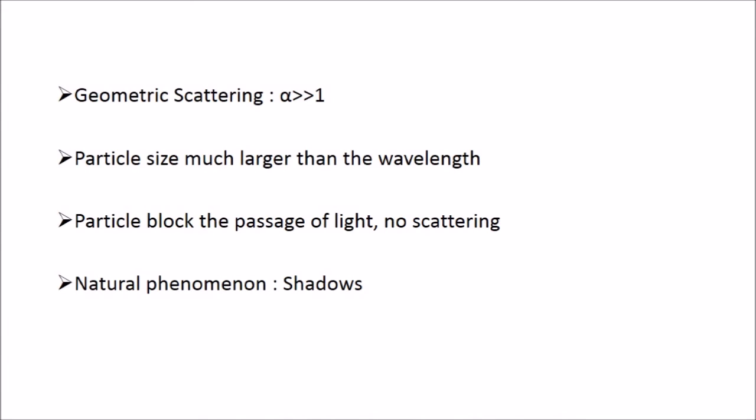In the end, we see an object which is much larger than the wavelength. Here, most of the wave is blocked, which forms a shadow in the background. This is called geometric scattering. Ray optics holds true in this regime.